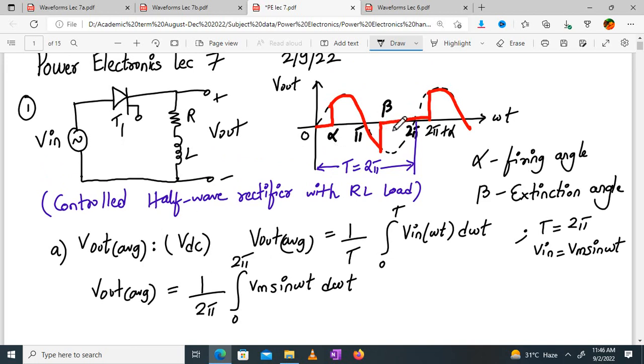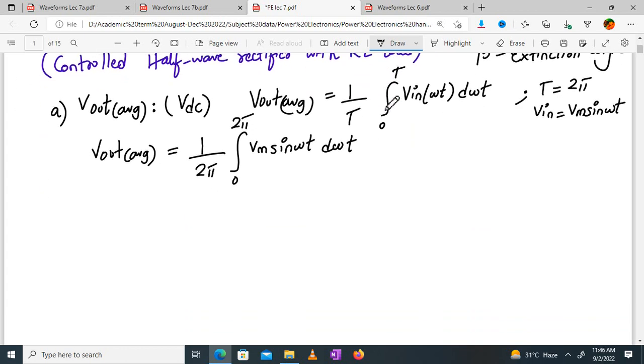Are you following what I'm saying? See, period is 0 to 2 pi, right? So from 0 to alpha my output is 0, need not consider that. And from beta to 2 pi also my output is 0. So instead of putting 0 to 2 pi, I can put alpha to beta. Okay, so write it down. It will be Vm upon 2 pi, alpha to beta, sine omega t d omega t.